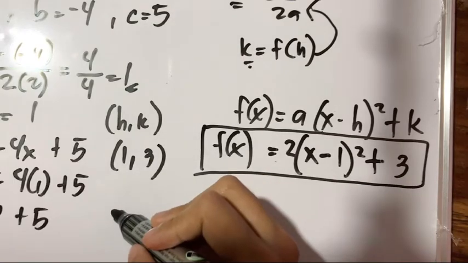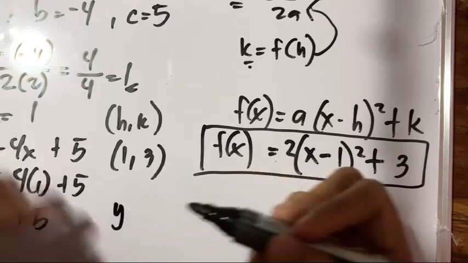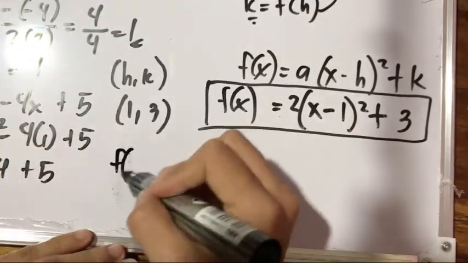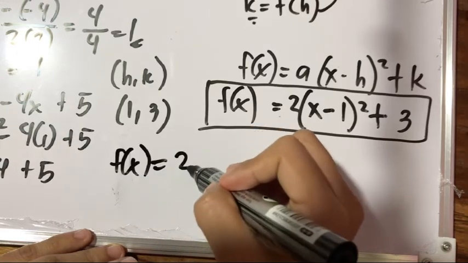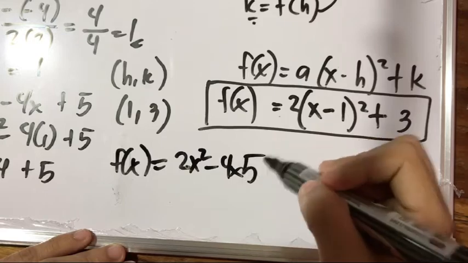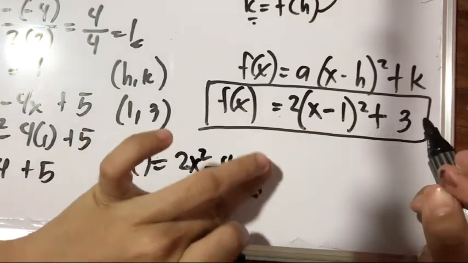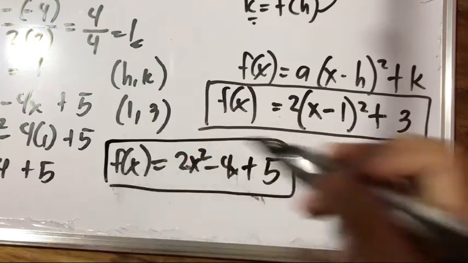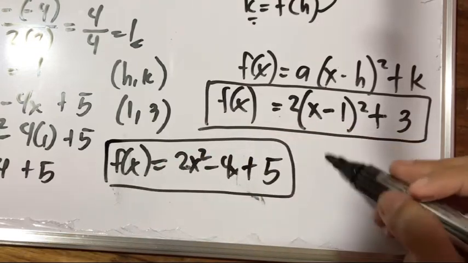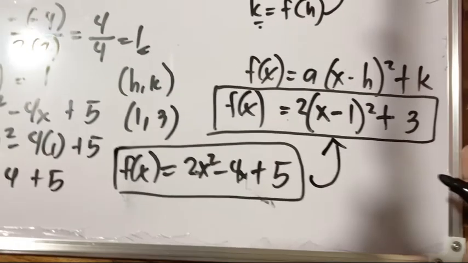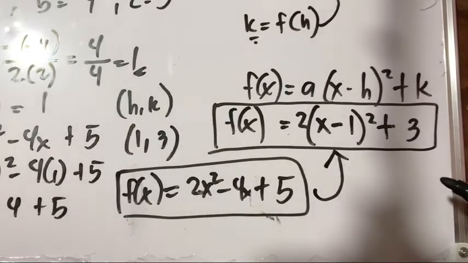So from f of x, which is equal to 2x squared minus 4x plus 5, this is our standard form. If we are going to convert that one into the vertex form, then that would be the case, okay?